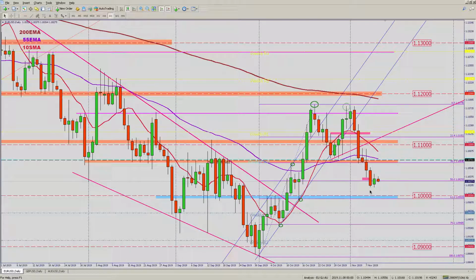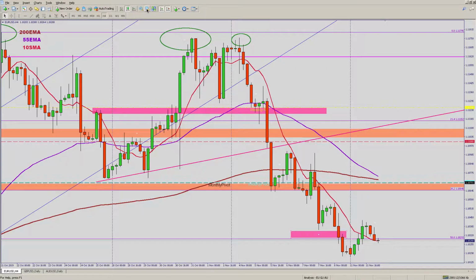Let's start off with the Euro dollar, and it's the daily chart where after a bearish move last week, there was a slight pullback or retracement and right into the previous intermediate support. Now it could be resistance. Let's switch to the 4-hour time frame.